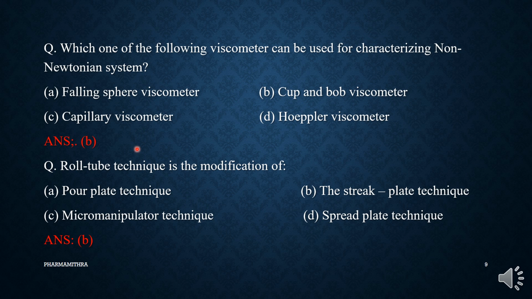The cup and bob type viscometers are of two types as we know, Searle type and Couette type, and the best example for the Searle type is the Brookfield viscometer. So the cup and bob viscometer is utilized for characterizing the non-Newtonian system.